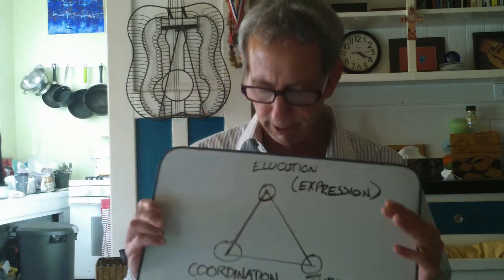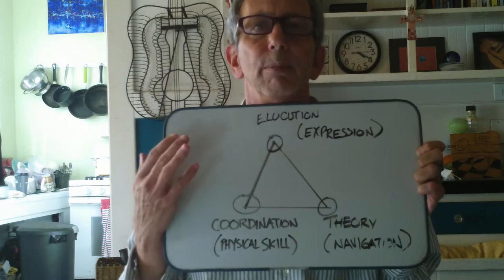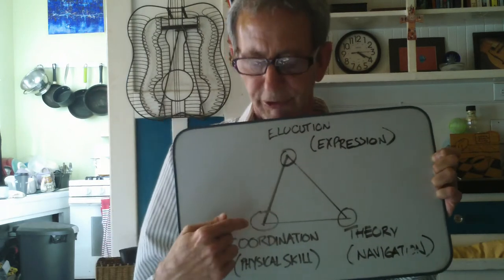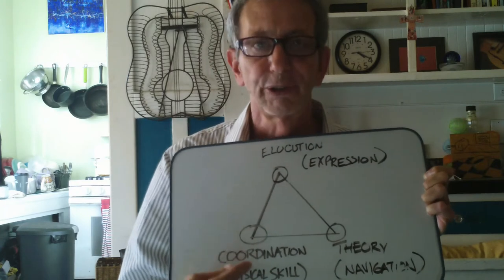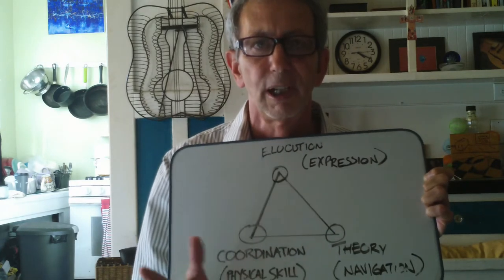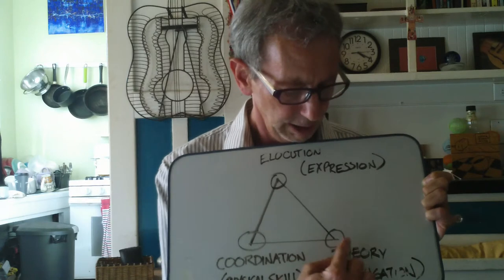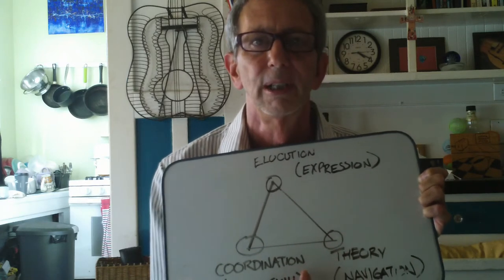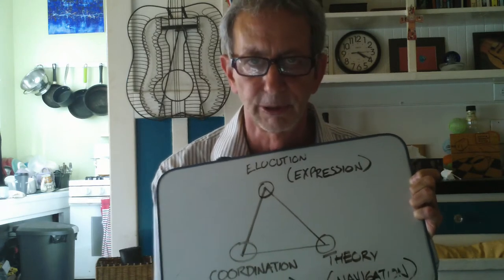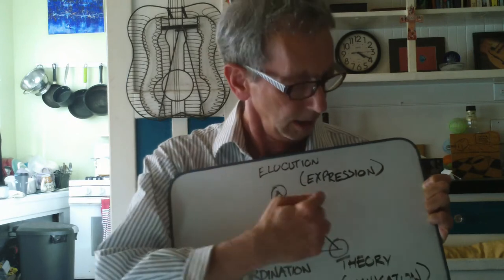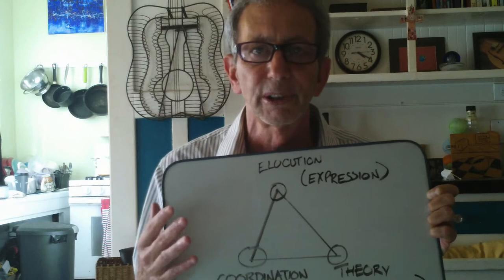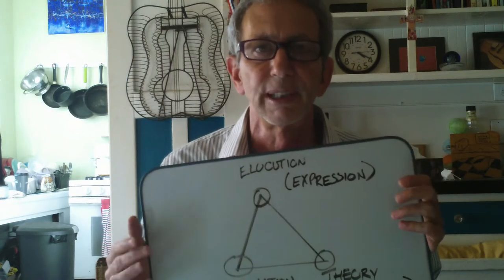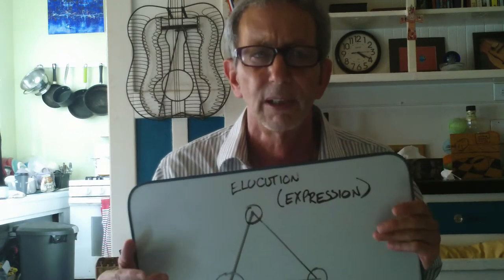All right. So here, let me show you this diagram. And before you go to the top, start down here. It says coordination, which is the physical ability to do something. Here we have theory, which is navigating through musical materials. And finally, elocution. I have the word expression. Elocution is the artsy part of music. What is the mysterious thing that makes a phrase beautiful?